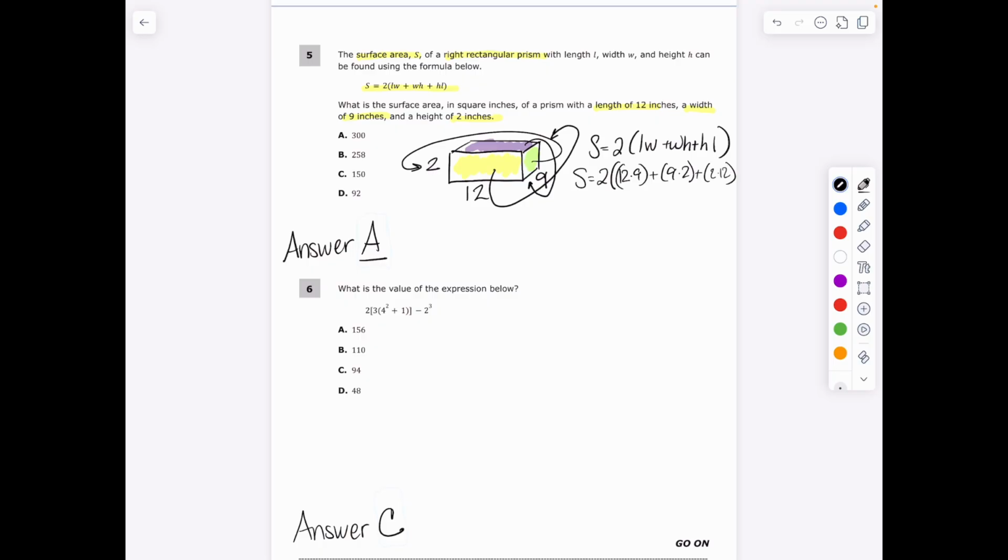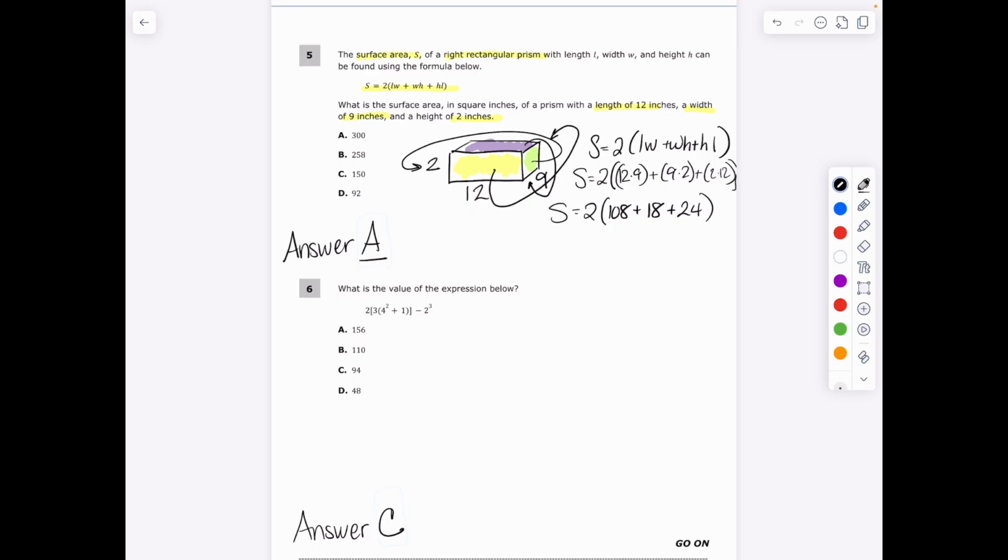Okay? So let's do those parts that are just in the parentheses first. So 9 times 12 is 108. Plus 9 times 2 is 18. Plus 2 times 12 is 24. So now we've done all the parts. We can add this up together.